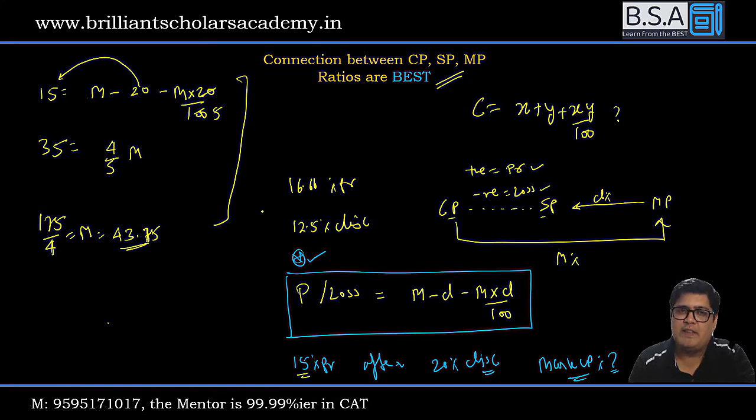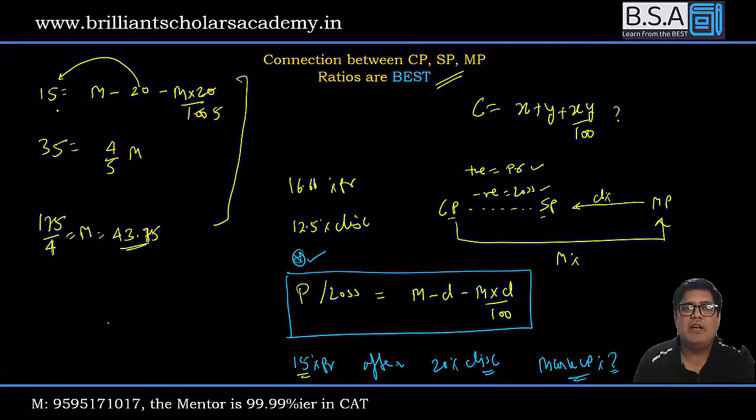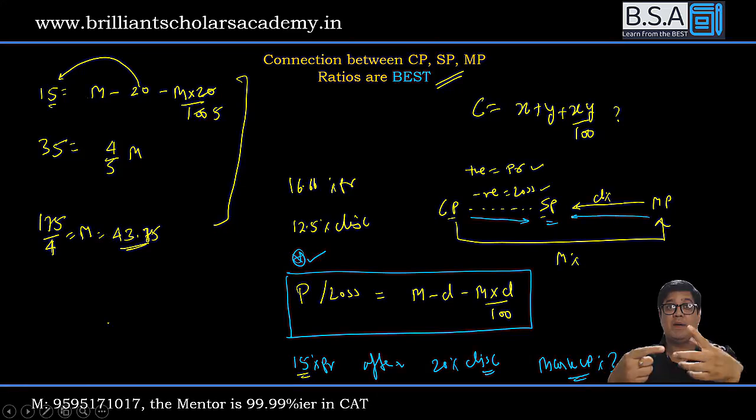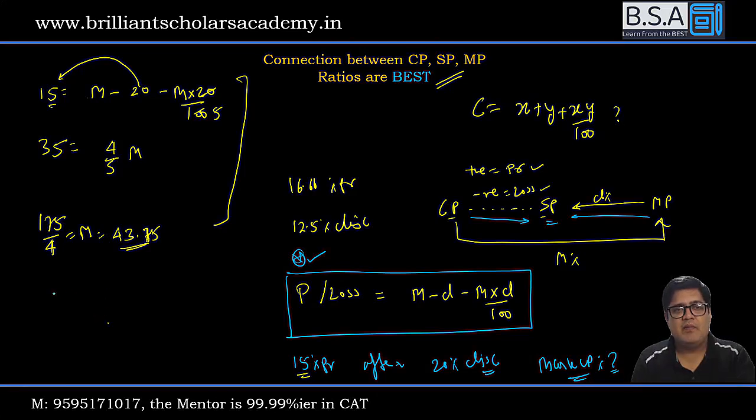So learn the ratio method as well. See, I wanted 15% profit. From this side, after profit, selling price. From this side, after discount, selling price. So selling price is the common bridge. Selling price connects both sides. I can say 115 upon 100 CP is selling price. 80 upon 100 MP is selling price, and it is going to be the same.